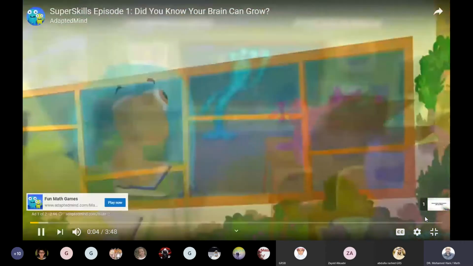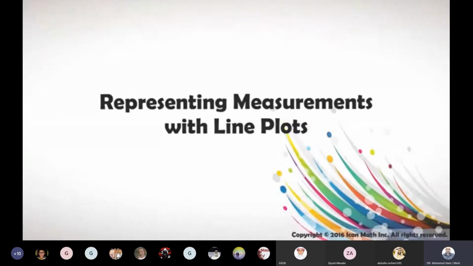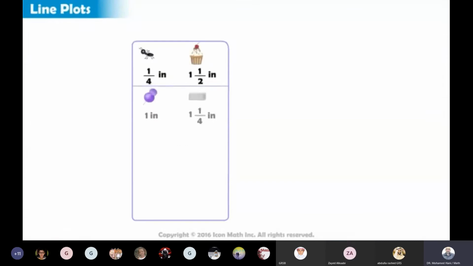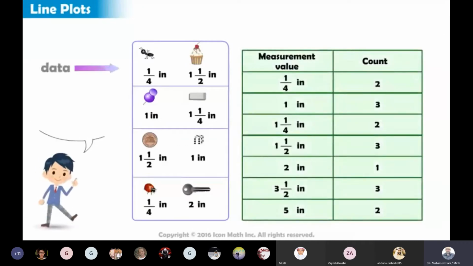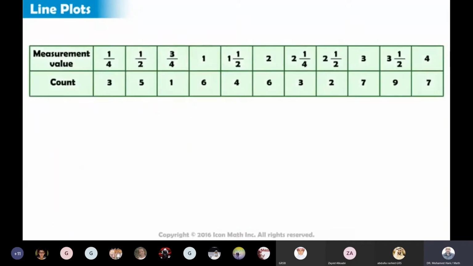Okay, class. Who would like to do problem 3 on the board? Representing measurements with line plots. An ordered list, or table of measurements, is data that can be represented using a line plot. Let's use the data from this table of measurements that students generated based on the lengths of various objects in class using a 4-inch fractional ruler. Since our data consists of measurements between 1/4 and 4 inches, with an accuracy of 1/4 of an inch, our line plot should have categories to represent all these measurements.